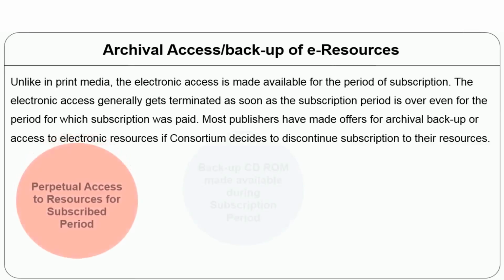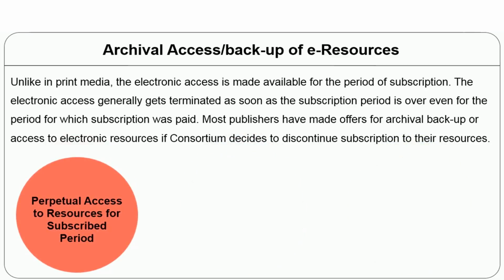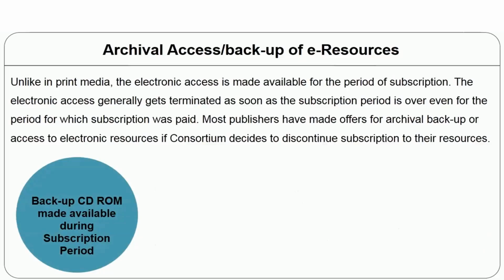There are different types of perpetual access available under this consortium, like the perpetual access to e-resource for the subscribed period. Publishers like Elsevier have a policy to provide perpetual access to their subscribed resources for the period of subscription. Some other publishers like Springer, Taylor & Francis, IEEE, Science Citation Index also provide the perpetual access. Perpetual access through backup on CD-ROM is also made available during the subscription period.